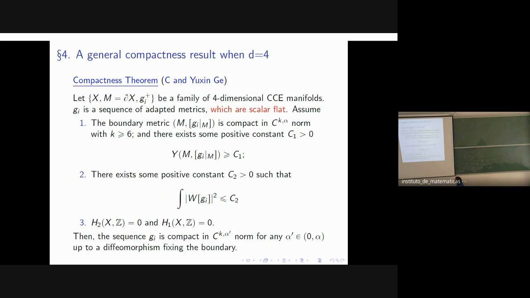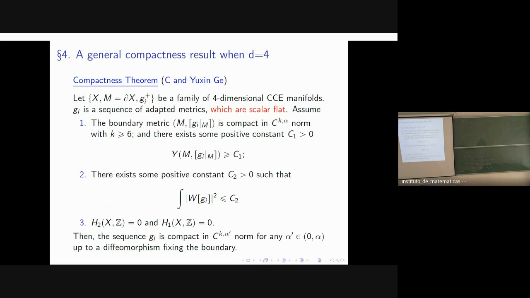But in this case, I have to say the adapted metric we choose is the scalar flat one. So I will explain that. In earlier work for other compactness results, we had freedom to choose a lot of adapted metrics. In early work, we chose the Pollack-Graham metric. But later on, we are forced to deal with this metric. And I will explain the reason why.